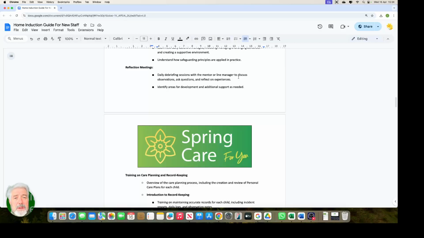The first time that a young person maybe swore at you, how did that feel? What did it make you feel? How might you approach that in a different way next time? All of this is about reflection, and I actually want to see a written log of what you are learning during this induction and potentially during your probation period.